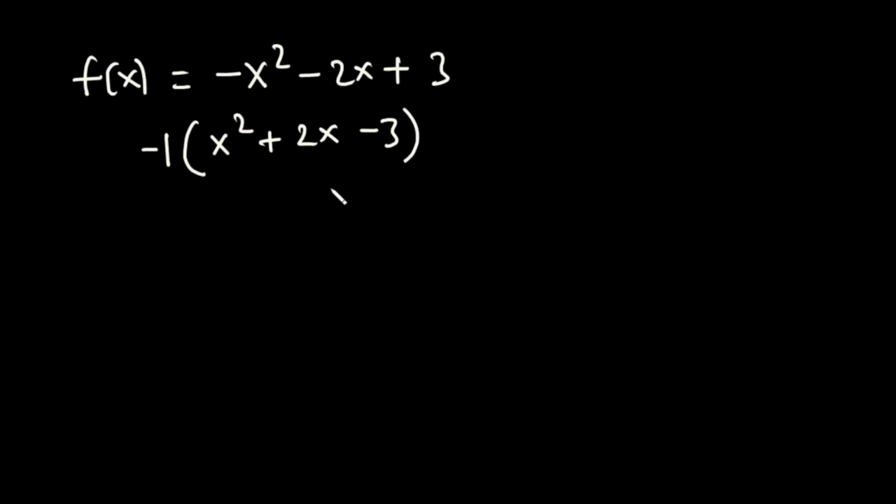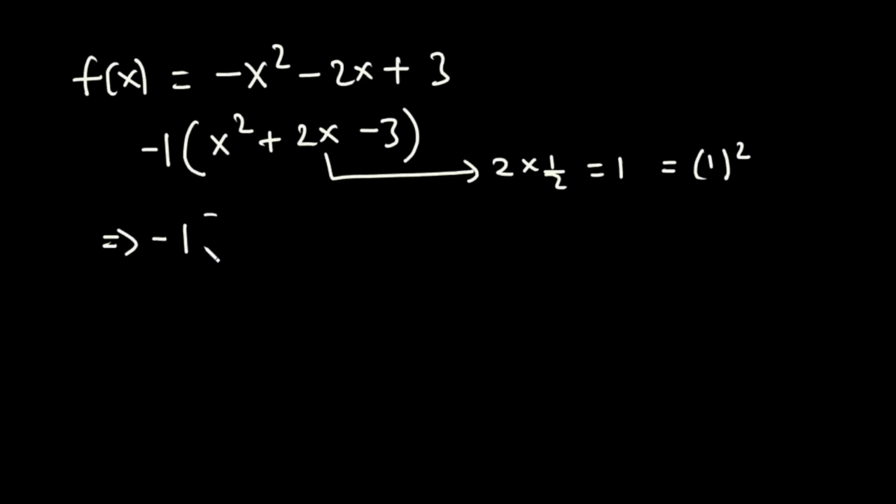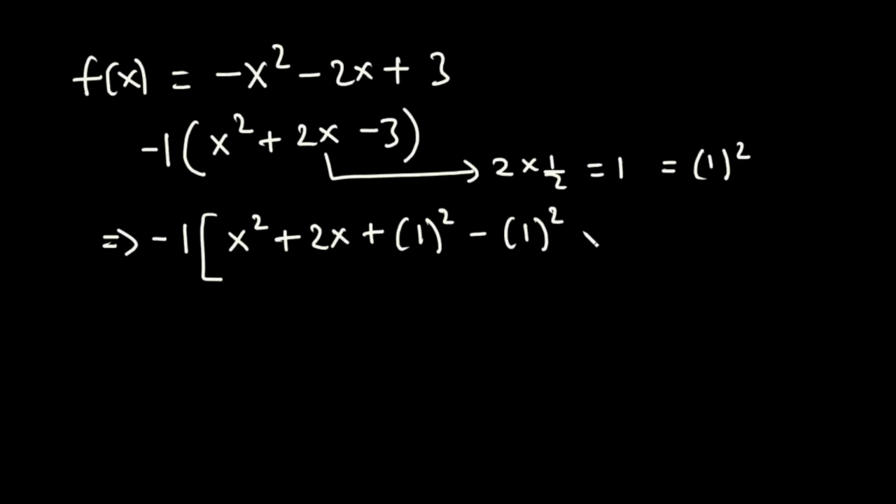Now we need to add and subtract the square of half the coefficient of x. So the coefficient of x is 2. So half of 2 is times 1 over 2, which is equal to 1. And then the square of 1 is 1 squared. So we are going to fuse that into the equation. So it's going to be negative 1 on the outside, x squared plus 2x plus 1 squared minus 1 squared minus 3.